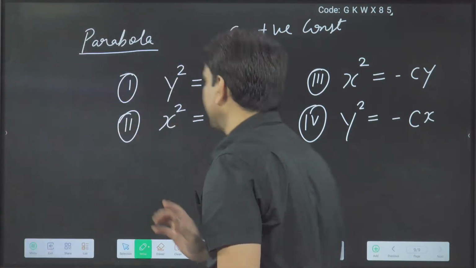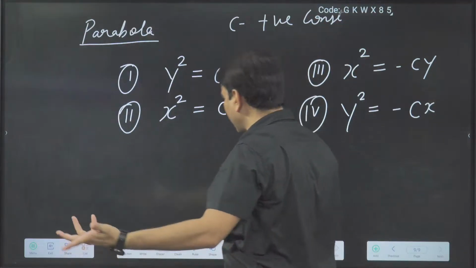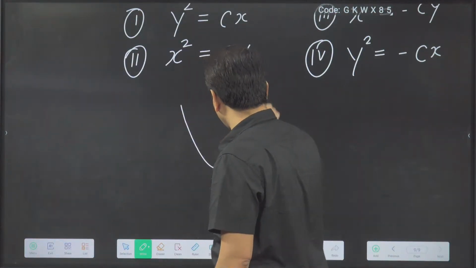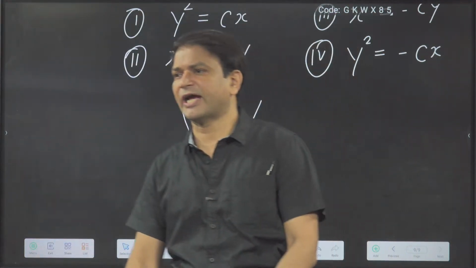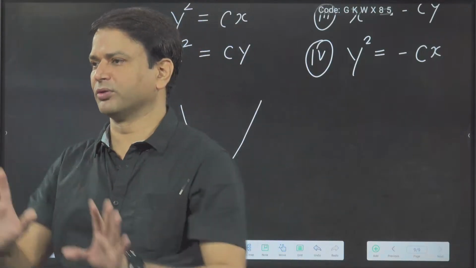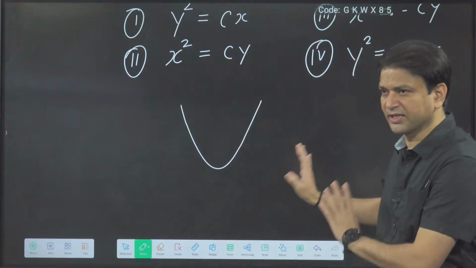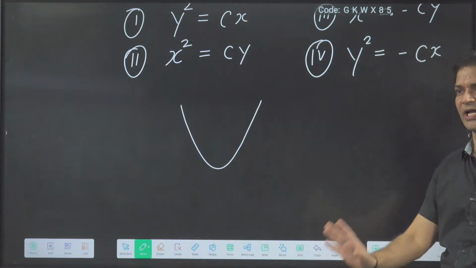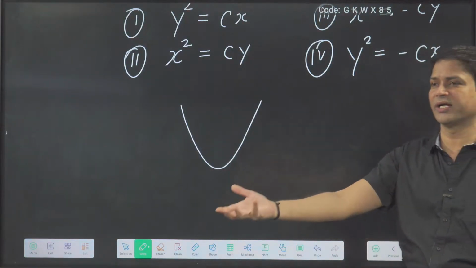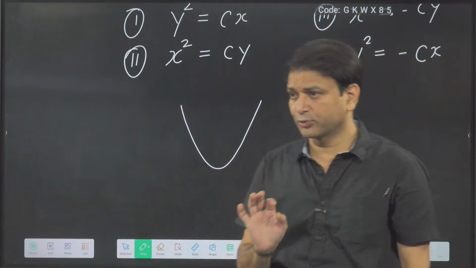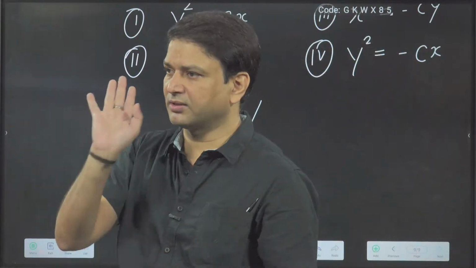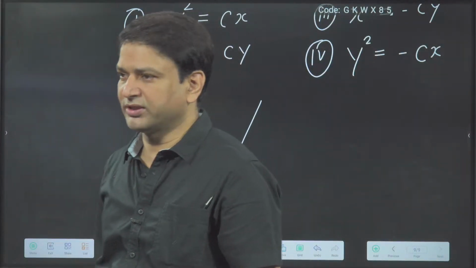So the shape of a parabola is fixed. That is a U, you can say a U shape like this. According to the equation, this shape we have to put on the axis. Everybody got or not? So the parabola shape is this. Now the equation will decide the orientation, how we will put it. Up to this everybody got? The shape of the parabola is this. Now how will we put this?